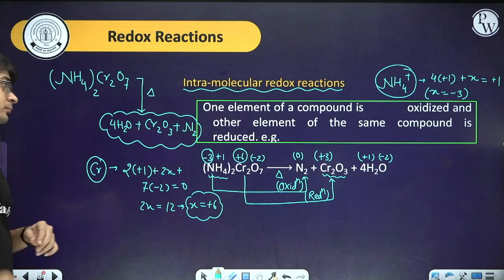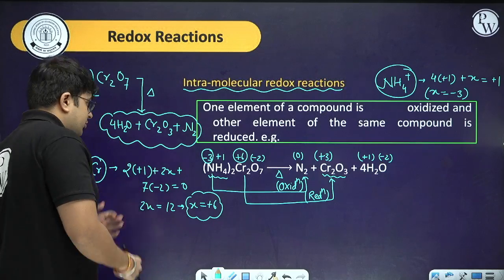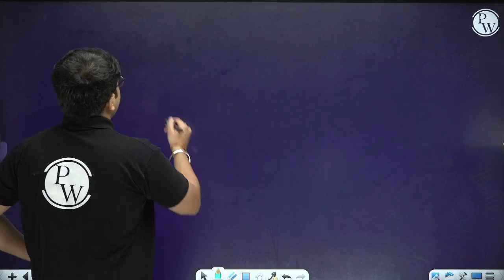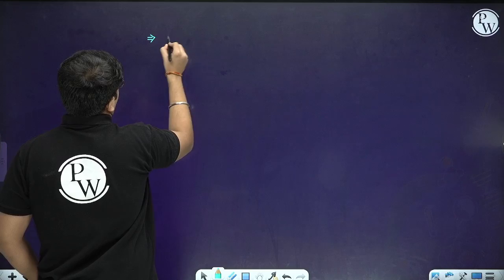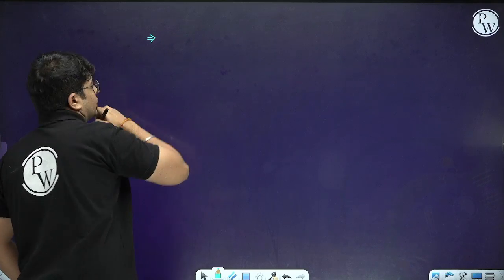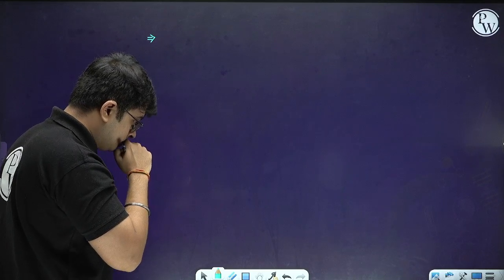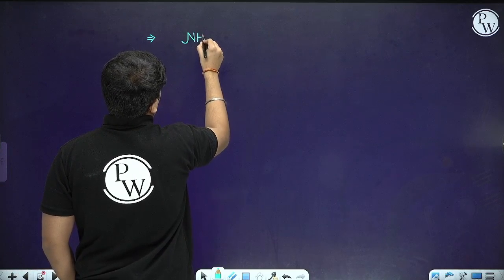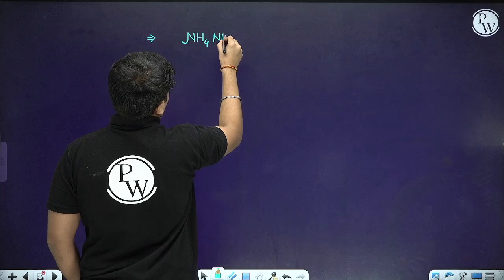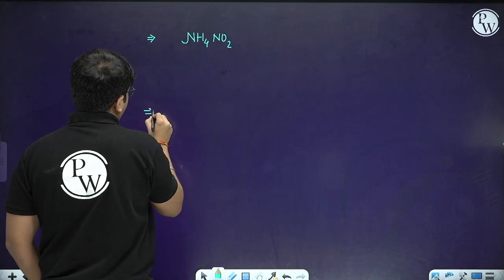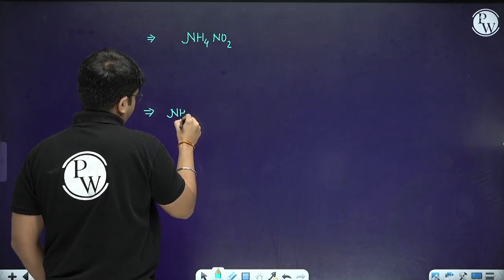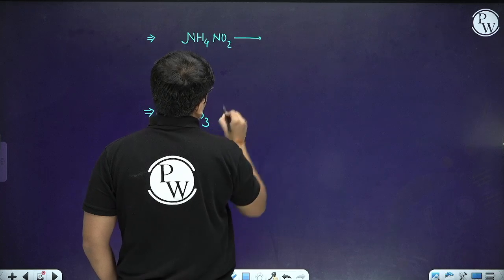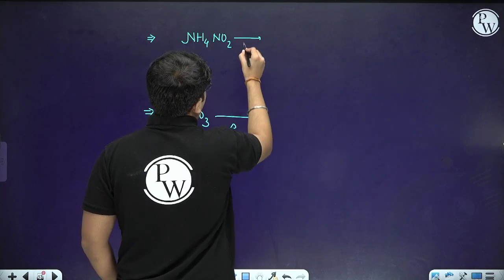Okay. Now let's try to figure out some more questions related to that particular part. Let's say I have, what can we take? Okay, let's take ammonium nitrite and let's take ammonium nitrate, and again the same reaction, which is the thermal decomposition.